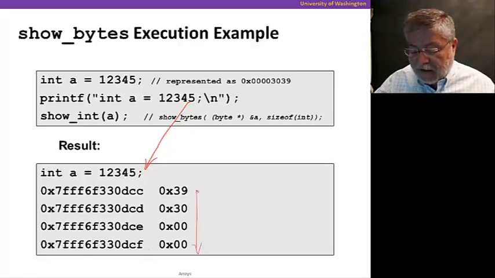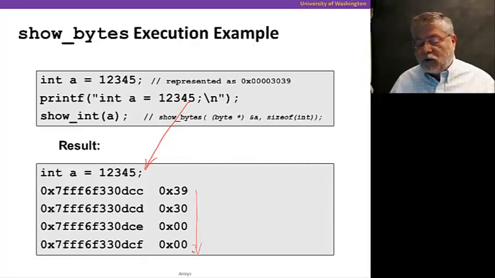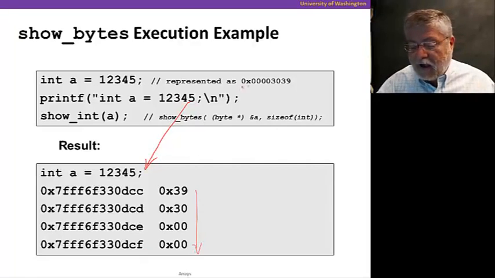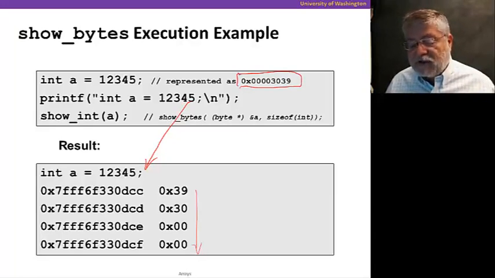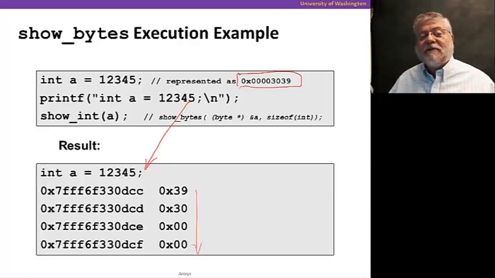And the values that got printed are 39, 30, 0, and 0 hex, which we know from previous examples are the hex representation of that value. Okay, so this is indicating that our machine is little endian because we saw the least significant byte first. And that's how we could write a simple program to check the endianness of our machine.